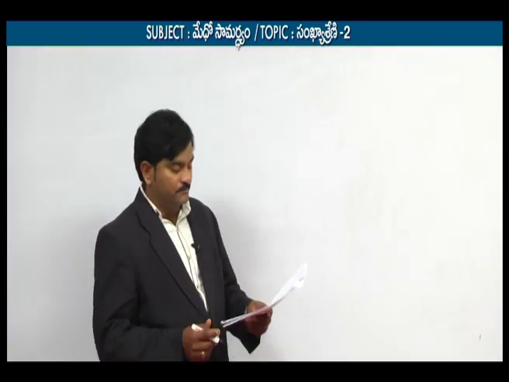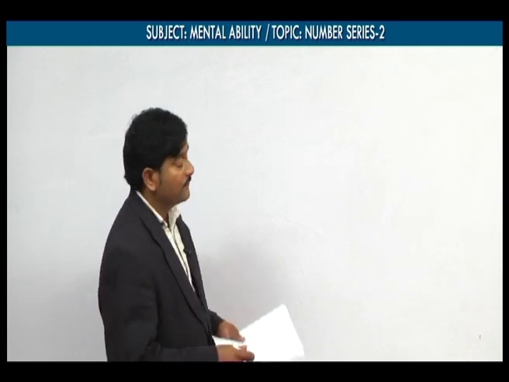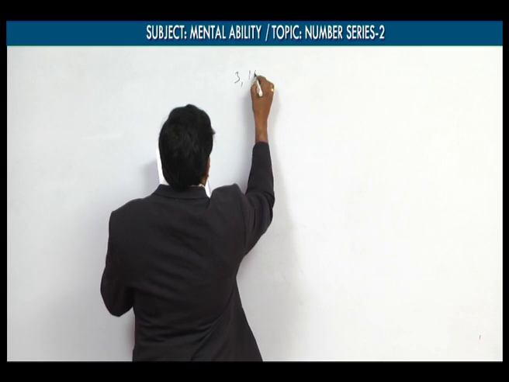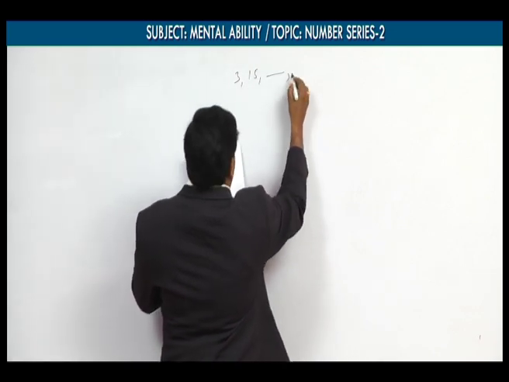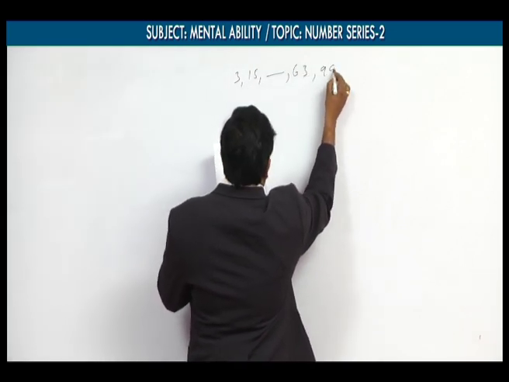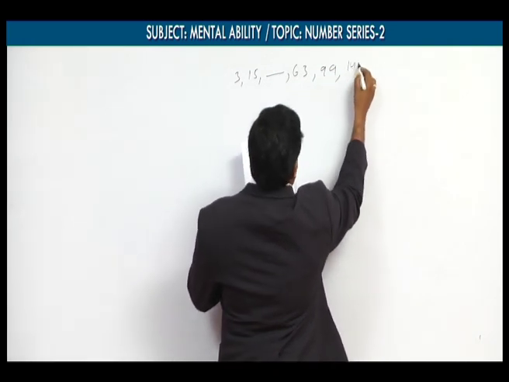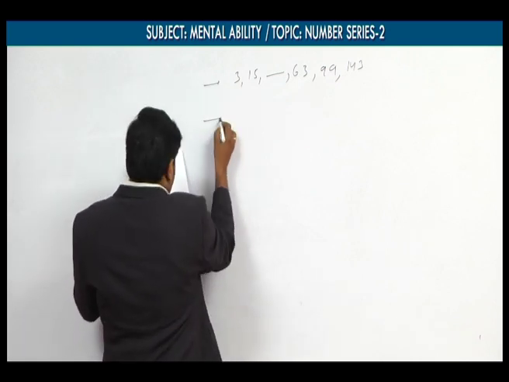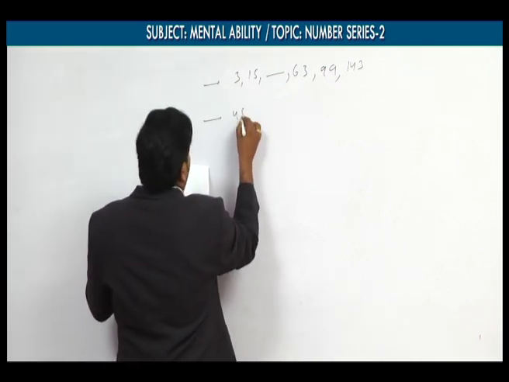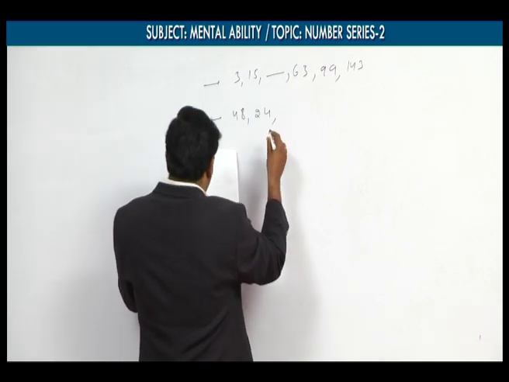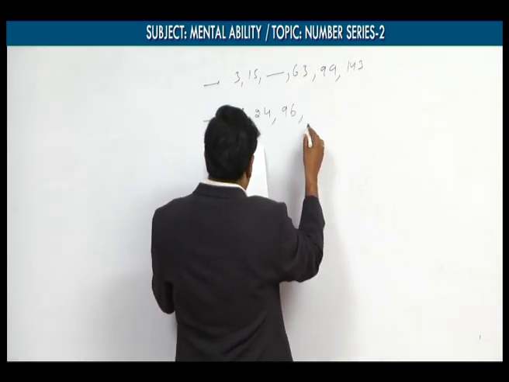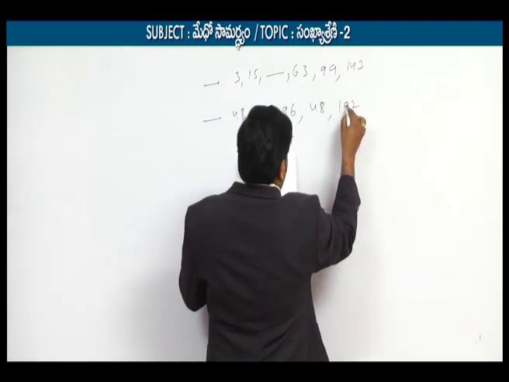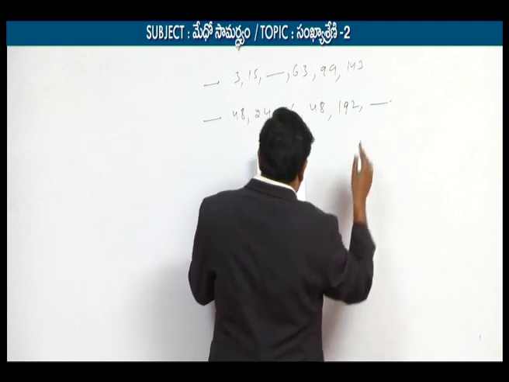Okay, so now we can take some other problems for number series. Okay, next problem is 3, 15, dash, 63, 99, 143. Okay, these are the numbers. Next question, observe here: 48, 24, 96, 48, 192. It's 192, dash.